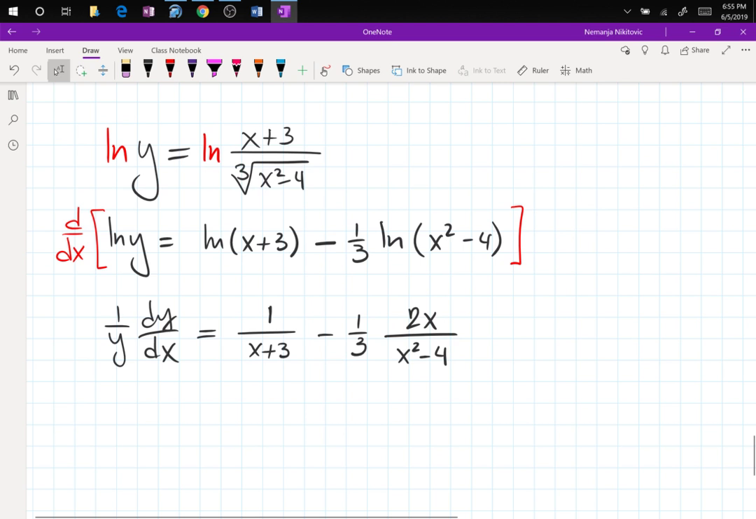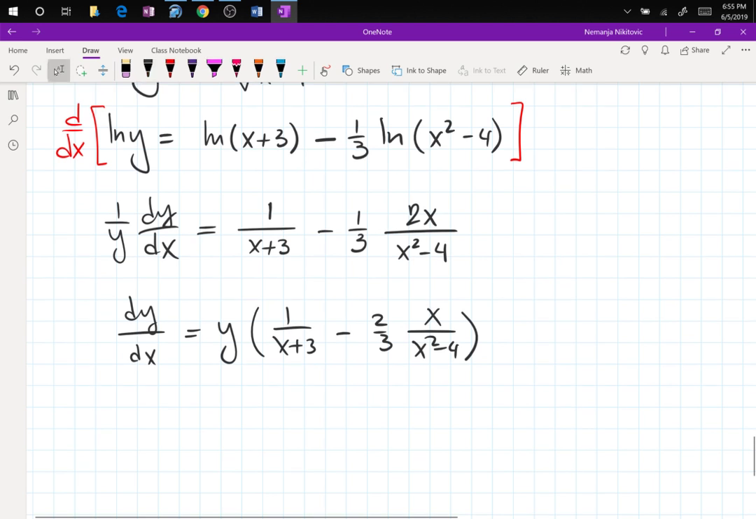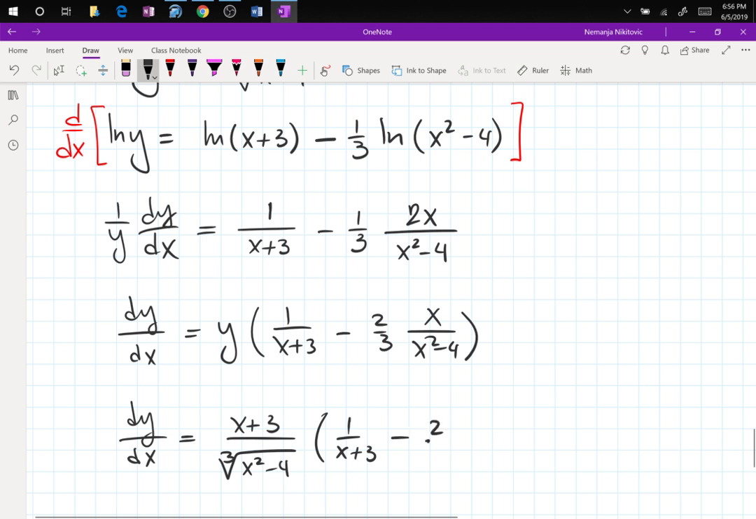Time to move y to the right hand side. We have 1 over x plus 3 minus, you can call this, 2/3 x over x squared minus 4, and then replace y with what y is, which is the original function, x plus 3 divided by the cube root of x squared minus 4, times this term, well, this parenthesis, and we're done.